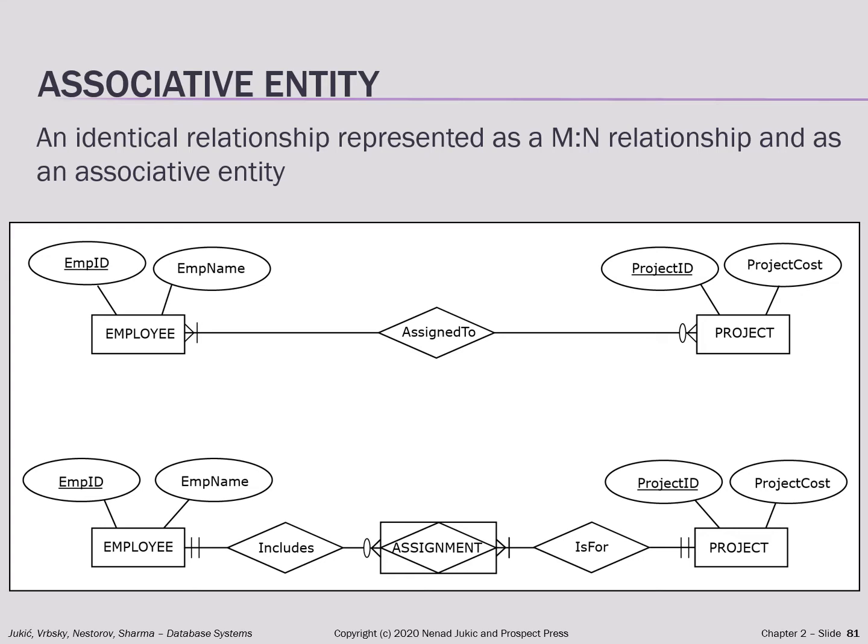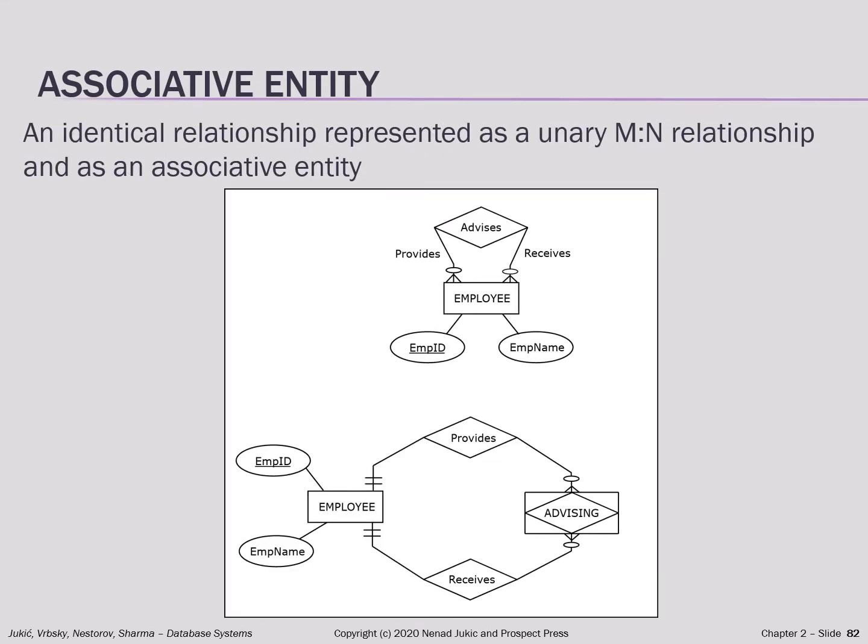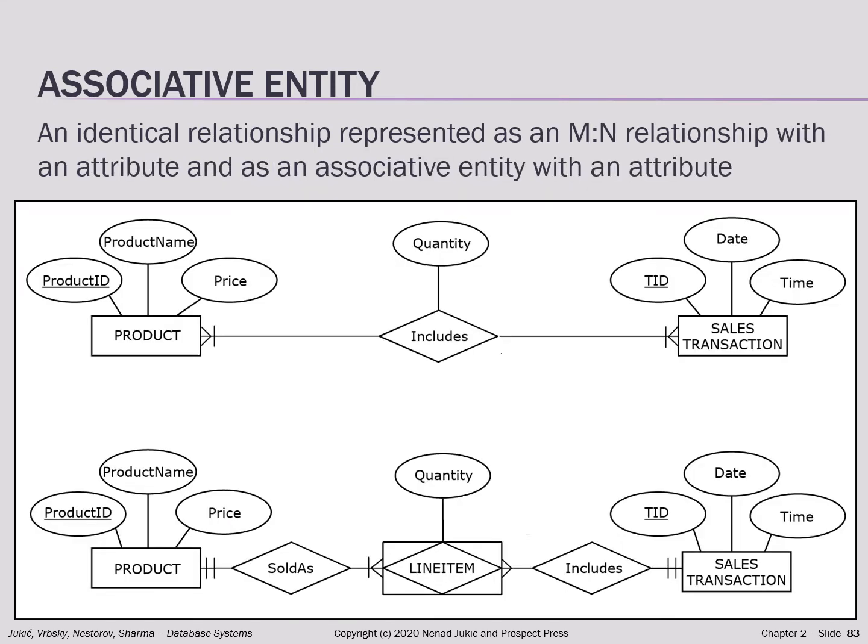Here we see a many-to-many unary relationship depicted also as an associative entity. Again, these 2 diagrams are completely identical, and they're discussed on pages 46, 47, and 48. And finally, we see a many-to-many relationship with an attribute also being depicted as an associative entity with an attribute. Again, these two diagrams are completely identical, and they're discussed on pages 46, 47, and 48.